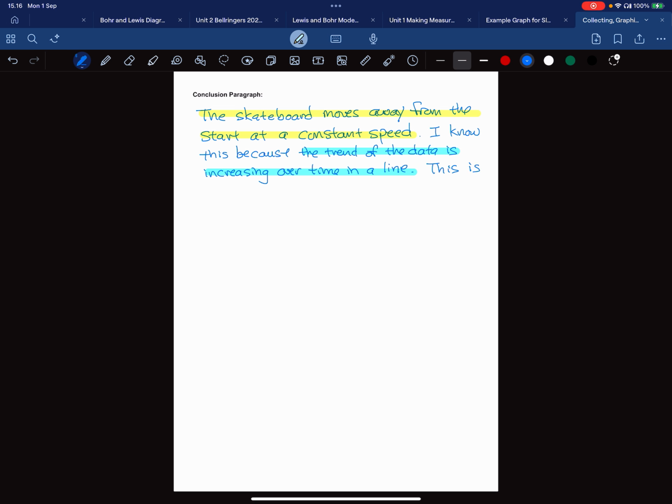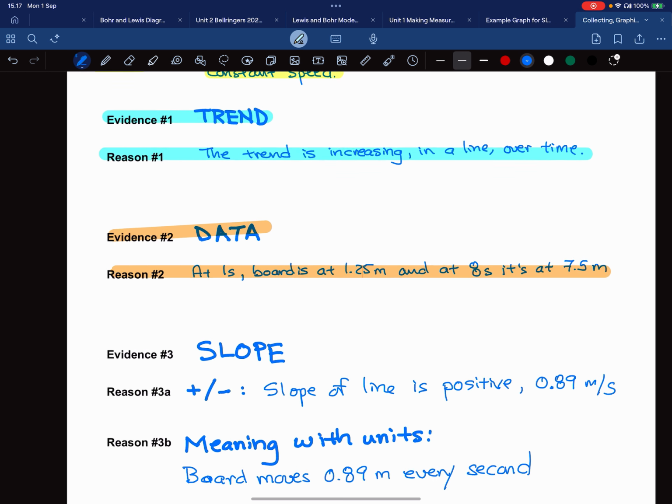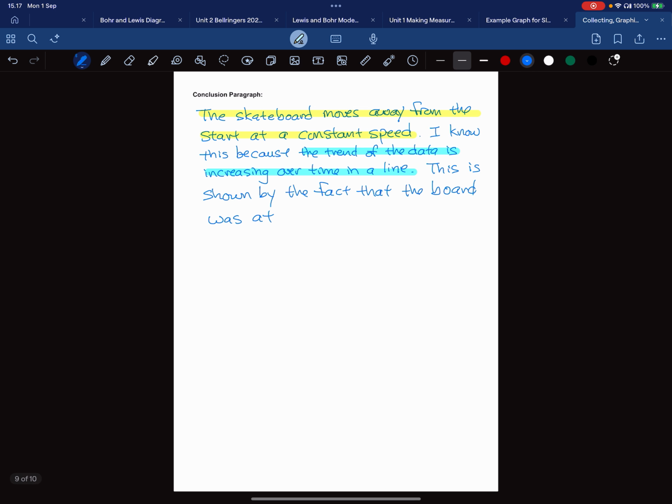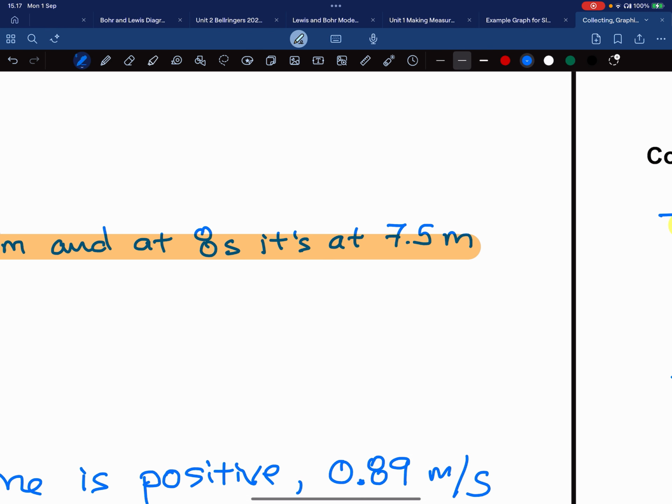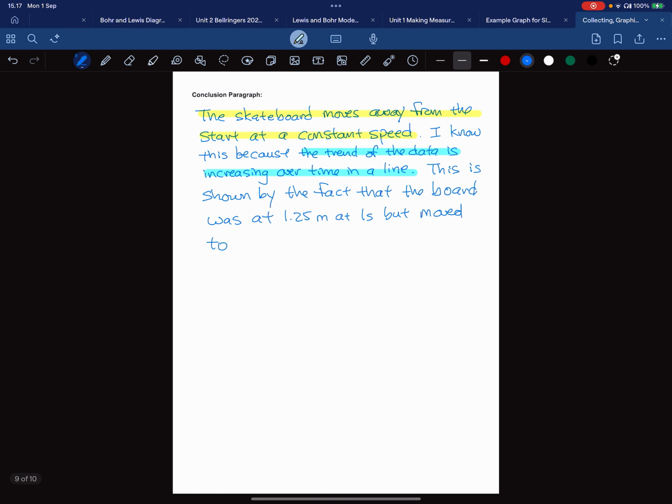This is shown by the fact that the board was at 1.25 meters at 1 second, but moved to 7.5 meters at 8 seconds. And that is the data.